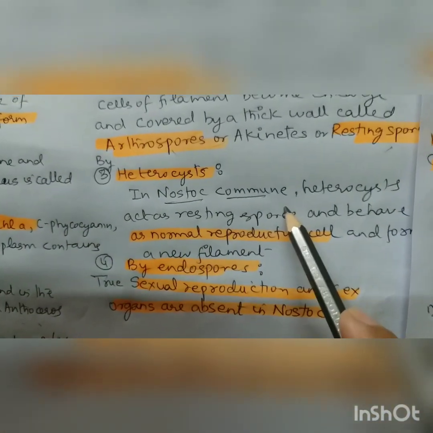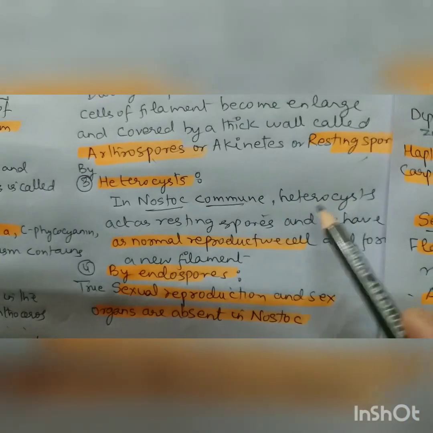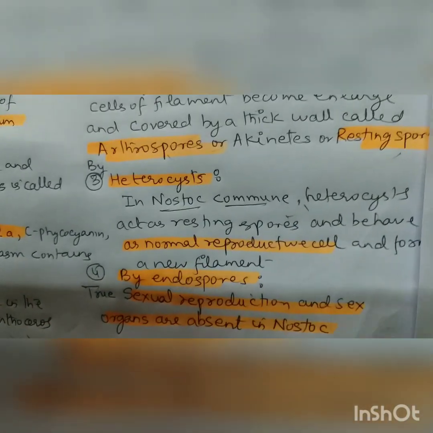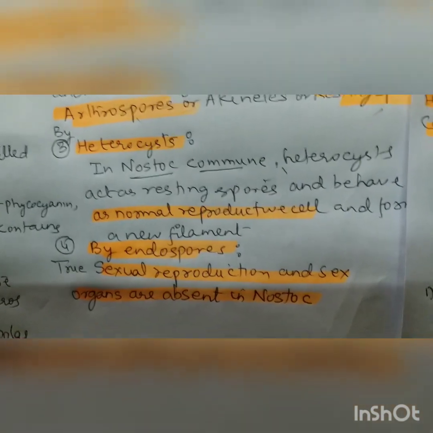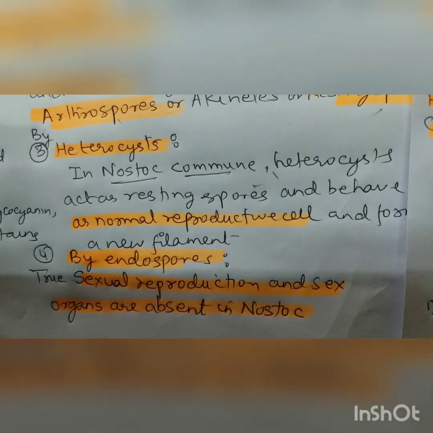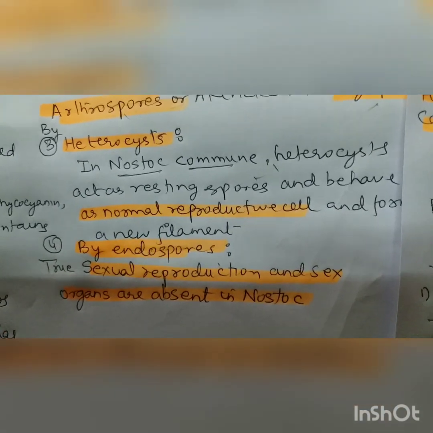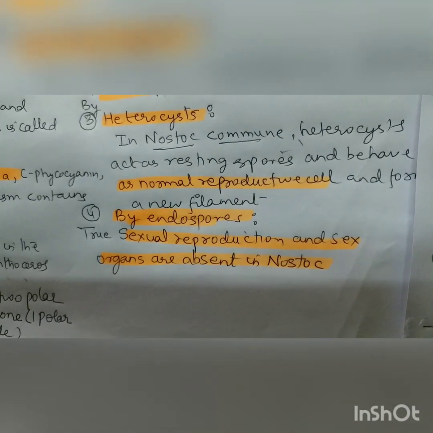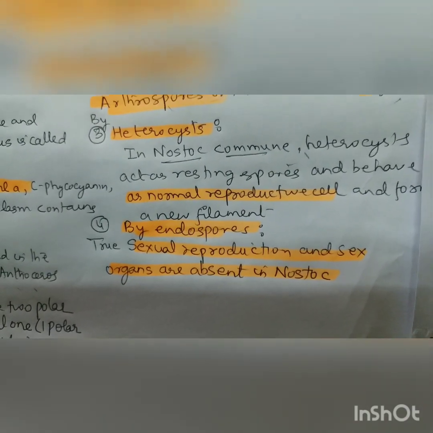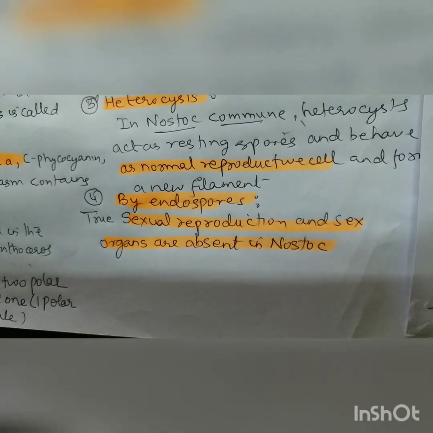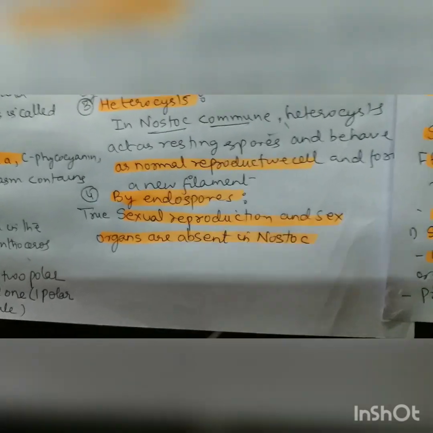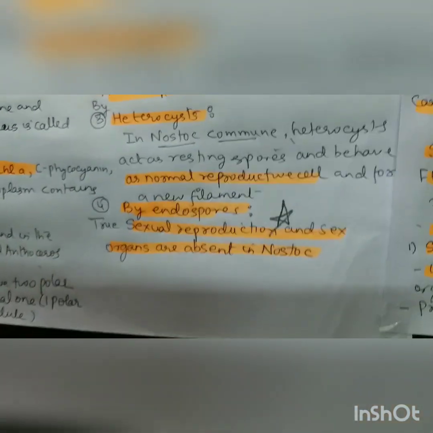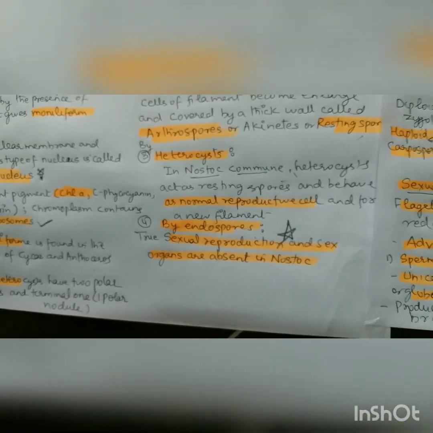Heterocysts, I explained to you, are terminal and intercalary. The intercalary ones have two polar nodules, and the terminal one has one. Heterocysts also act as resting spores and behave as normal reproductive cells to form a new filament. Endospore is another type of reproduction, and sexual reproduction and sex organs are absent. This is very important. When I do the difference between Rhodophyceae and Cyanophyceae, I will explain all these things, right?